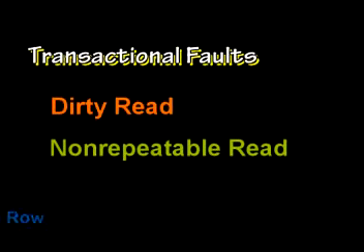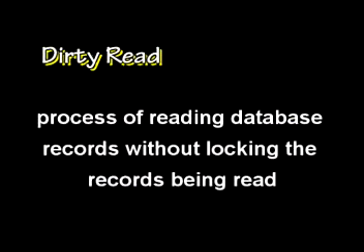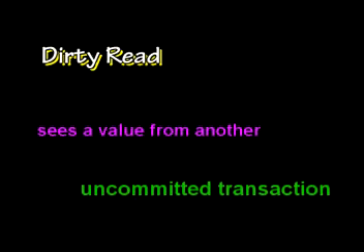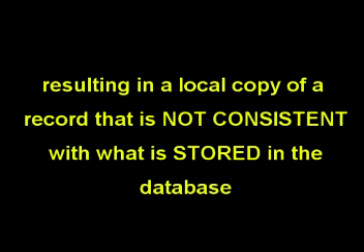There are three transactional faults: dirty read, non-repeatable read, and phantom row. Dirty read. A dirty read is the process of reading database records without locking the records being read. It is a read that sees a value from another uncommitted transaction, which may be subsequently written back, resulting in a local copy of a record that is not consistent with what is stored in the database.